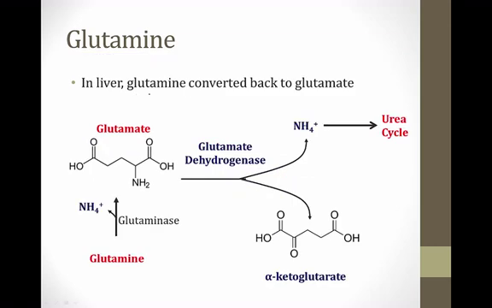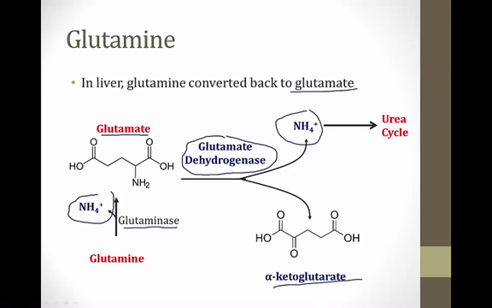In the liver, the glutamine can be converted back into glutamate. There is an enzyme called glutaminase, which will remove an ammonia group and create a molecule of glutamate. There is then an enzyme called glutamate dehydrogenase, which can break down glutamate into alpha ketoglutarate and another ammonia molecule. And then this ammonia molecule, as well as the one created by glutaminase, can both enter the urea cycle, because now we are in liver cells, which is where urea metabolism occurs.